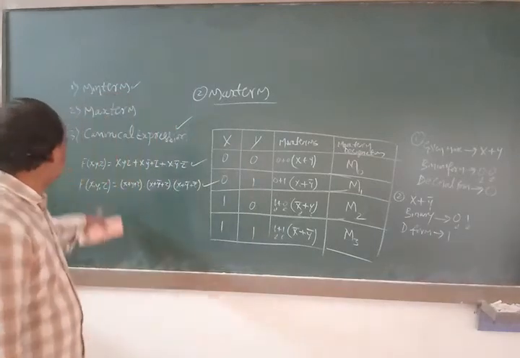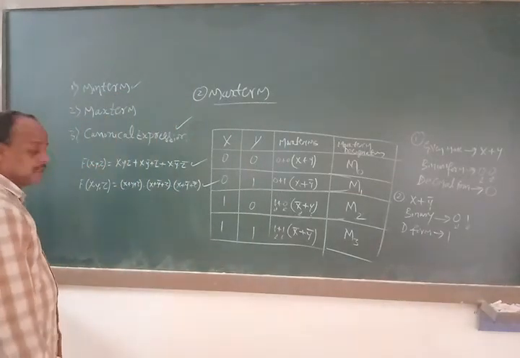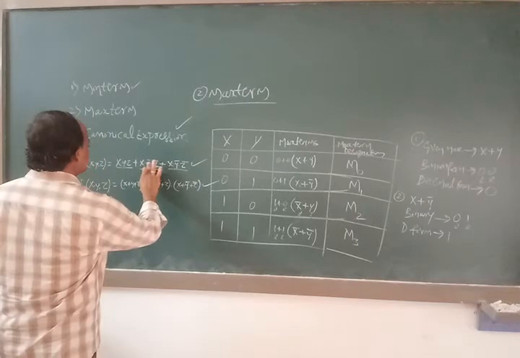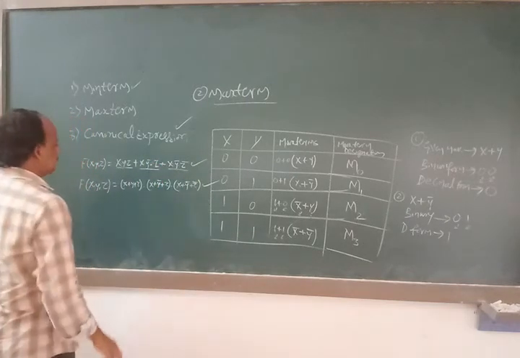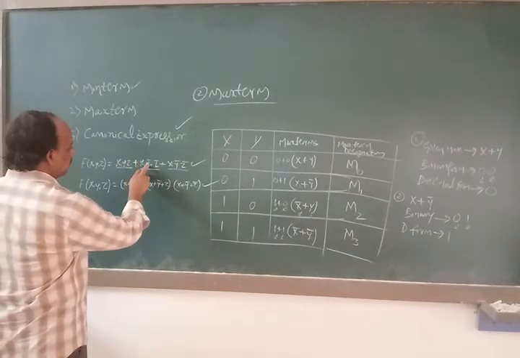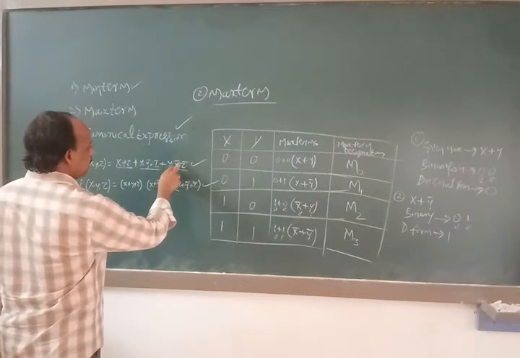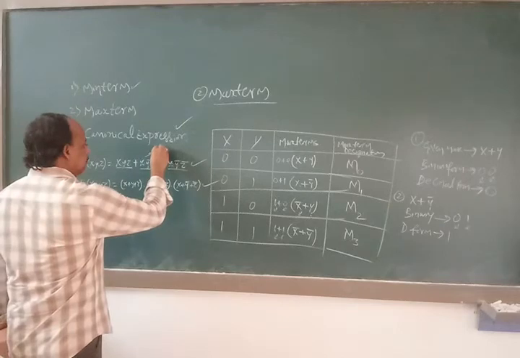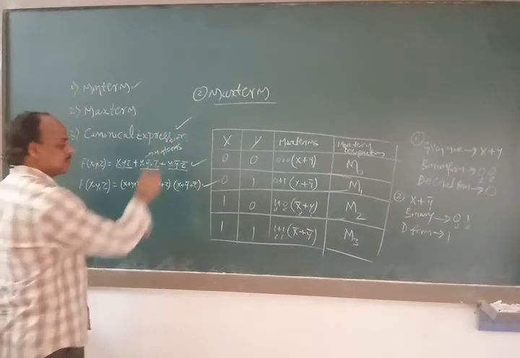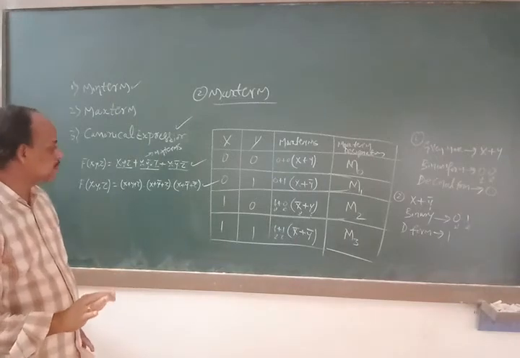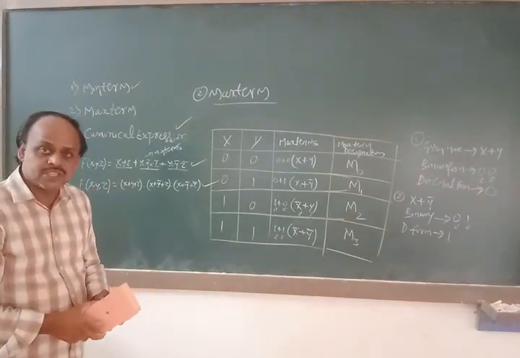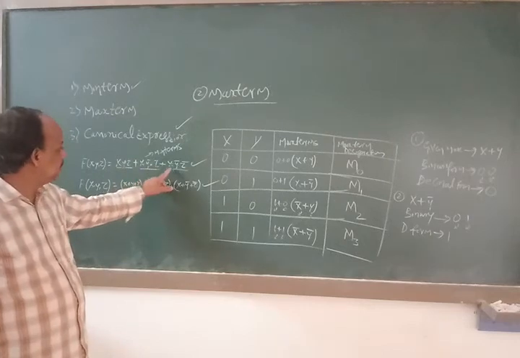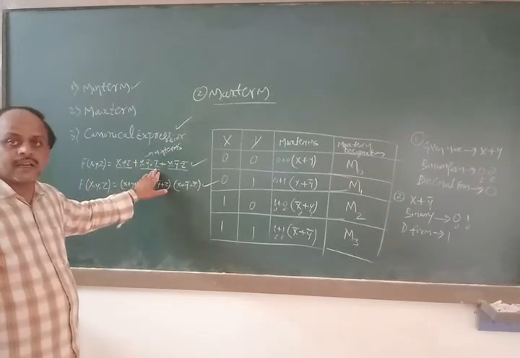See here, the first one, f of x comma y comma z, has three terms: 1, 2, 3. The first term is x into y into z, the second term is x into y bar into z, and the third term is x into y bar into z bar. All three terms represent min terms, right? A canonical expression is one that contains either min terms or max terms. Here all three terms are in min term form, hence it is a canonical expression.